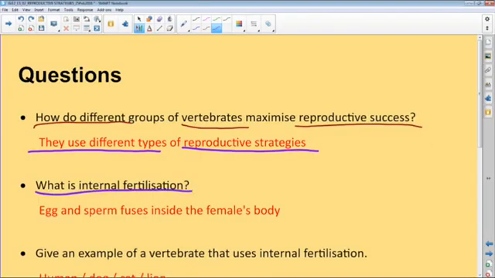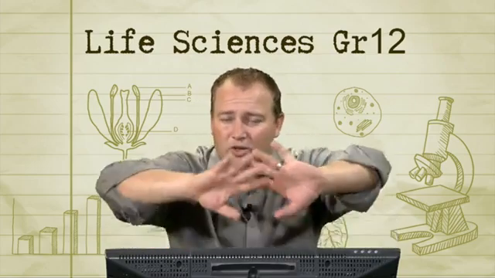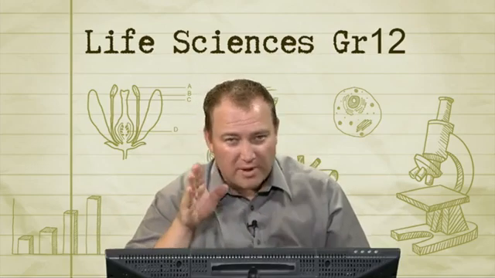Okay, the next one. What is internal fertilization? As I said, the egg and the sperm fuse, in other words, come together inside the female's body. Okay, now watch this. The egg and the sperm fuse inside the female's body. Now, I'm going to circle that because I'm going to give you a little bit of a challenge, something to do. Okay, and I want you to go do it at home. It's not for marks, it's not for anything. What I want you to do is go and find out something for me. Okay, I will give you the answer. Hopefully I remember at the end of this.